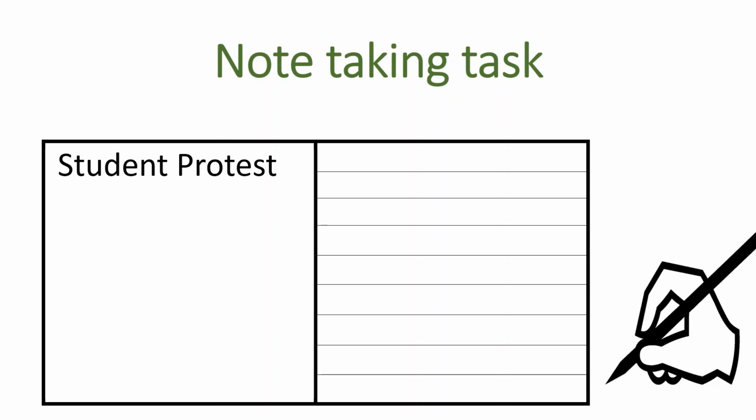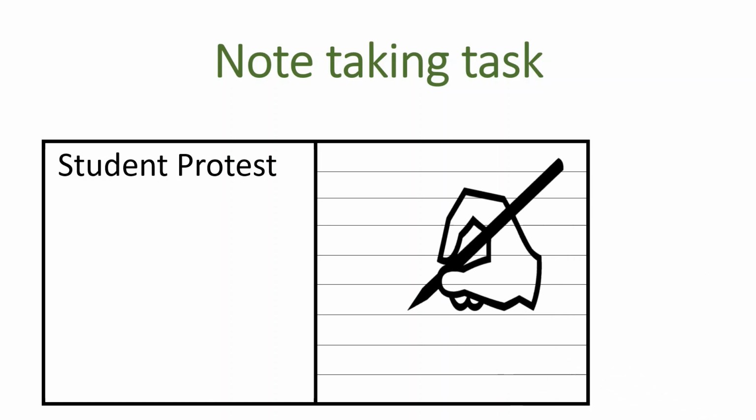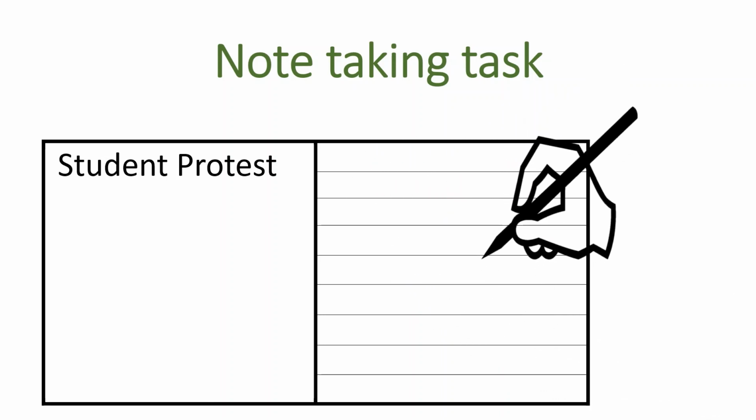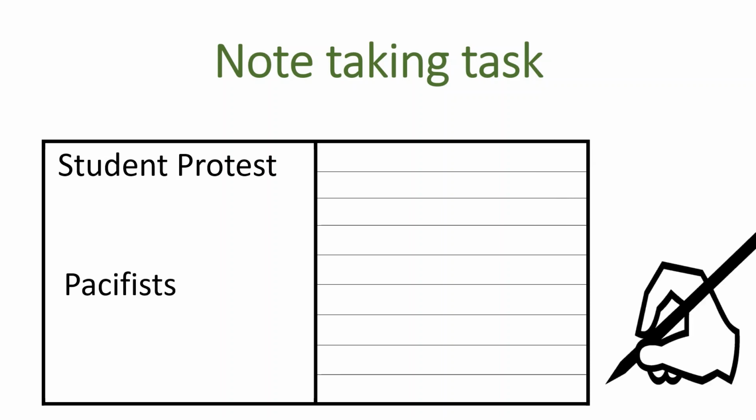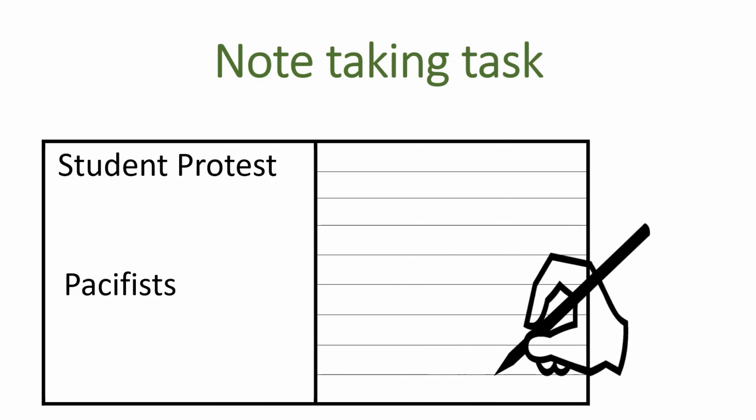If you're not familiar with the Cornell note-taking, you'll see we've got subheadings on the left-hand side of the sheet. For example, at the top there, we've got student protest. When I'm giving you information about the student protest, the lined bit next to it is where you need to make notes. Then when we move on to the next section, for example the pacifists, you make your notes in the pacifist section. You want to be looking for key names, key points, key dates. Keep it concise. You don't need to write everything down that I'm saying.